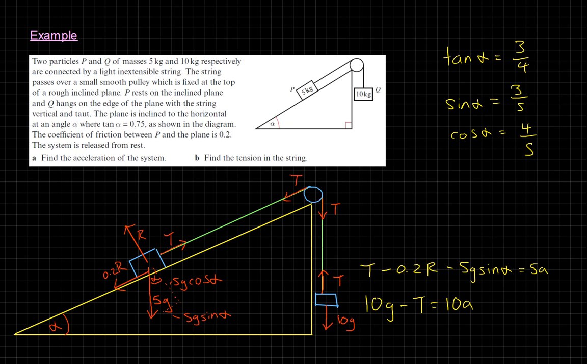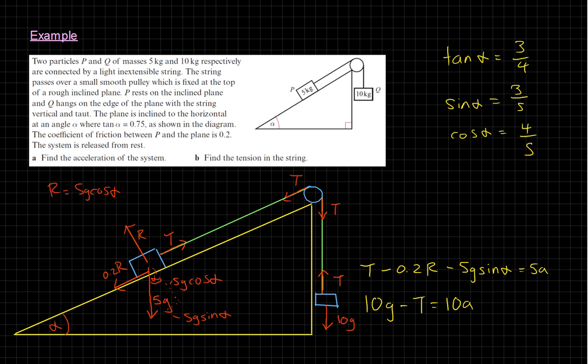If we look here, we've got R going up and out perpendicular to the plane, and we've got this 5g cos alpha going down, and that's it. That's the only thing that's going in that direction. So this R must be equal to this 5g cos alpha, because the object's not coming off the plane, not going into the plane. The resultant force must be 0 in that direction. So R must be equal to 5g cos alpha.